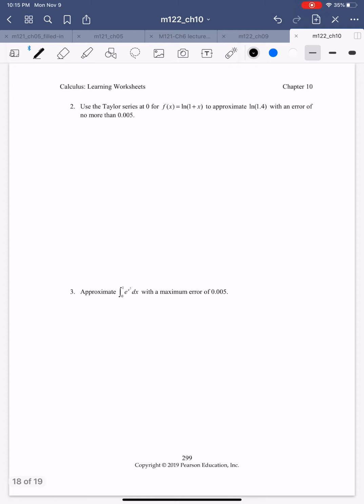Then let's continue. Another approximation. Use the Taylor series of ln 1 plus x to approximate 1.4 with no more than 0.0005 error bound. All right. So now they give you the error bound. Earlier we found the error bound, but now we want to approximate, so we are no more off than 0.005. So let's come up with the Taylor polynomial.